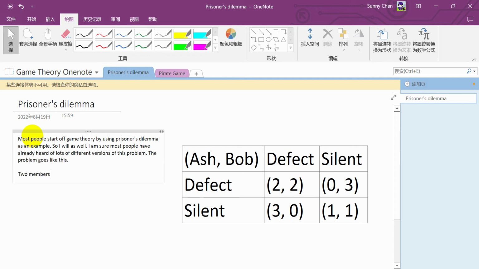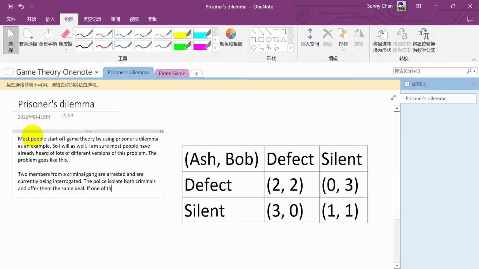Two members from a criminal gang are arrested and are currently being interrogated. The police isolate both criminals and offer them the same deal.